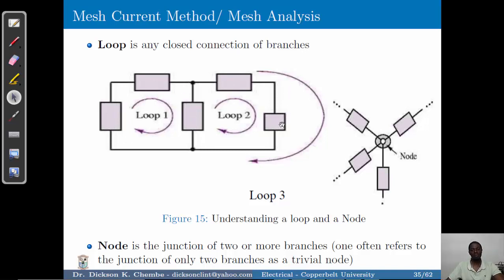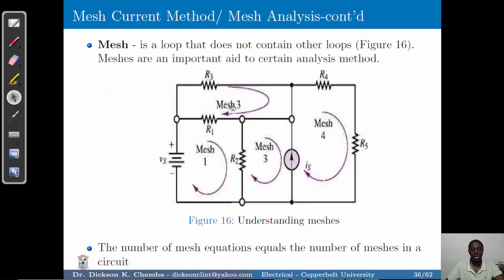Now this is where the difference comes in when we look at a mesh. A mesh does not have another loop within it. It's just one loop. Another aspect that you need to understand is the definition of a node. A node is a junction where two branches meet, and that is what we consider as a node. Like I explained, a mesh has no other mesh within it. It's just one mesh.